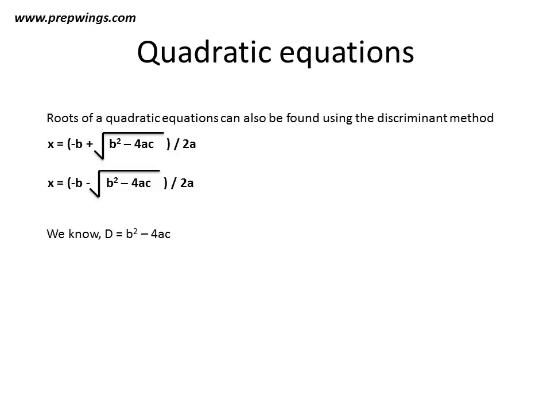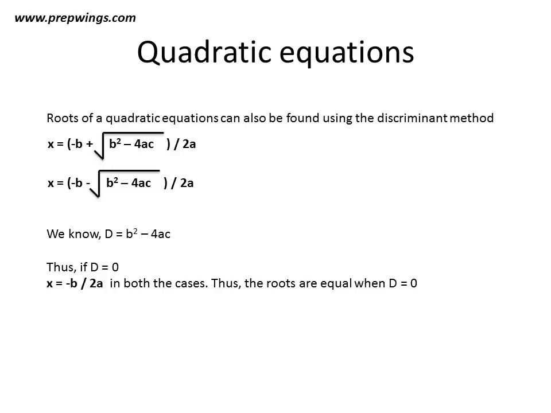Now we know that D is equal to b square minus 4ac. So if D is 0, that means b square minus 4ac is 0. Then the value of x in both the above cases will come out to be minus b by 2a. So the value of x is the same. That is why we say that roots are equal when D is equal to 0.